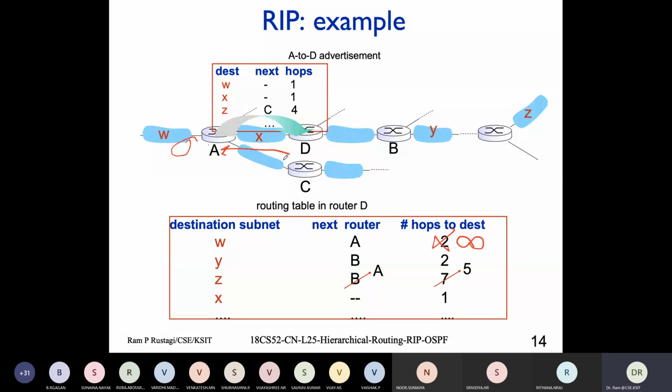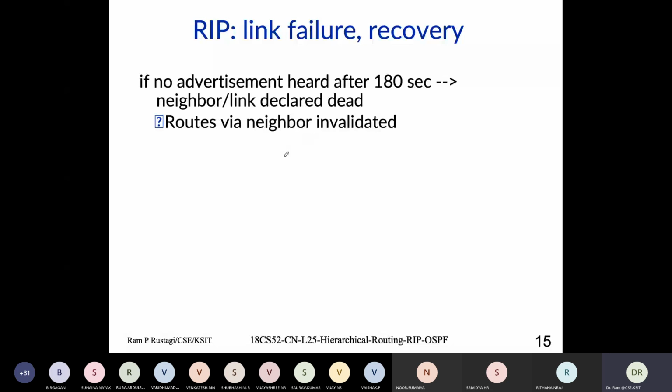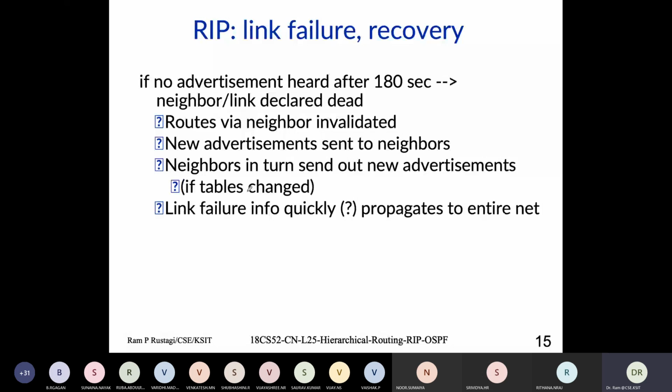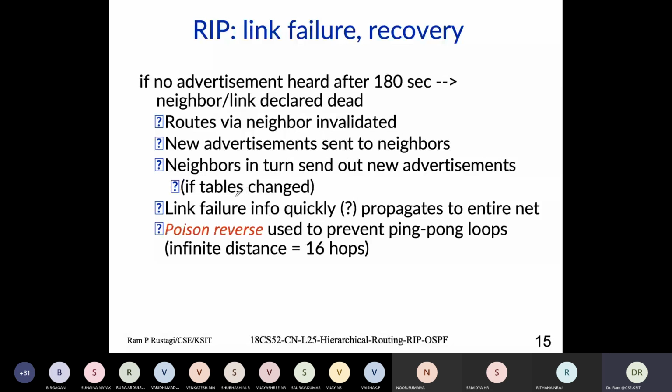So basically when D is sending a packet to A, it is poisoning the route to W with a poison of infinity cost. Because I am corrupting the entry deliberately, it is called poisoning, so that A does not make a wrong entry and we avoid the count to infinity problem. And this is what is called poison reverse. So RIP has limitations, but if link failure occurs, as we've seen, it can go into the count to infinity problem, and to avoid that, we do poison reverse.